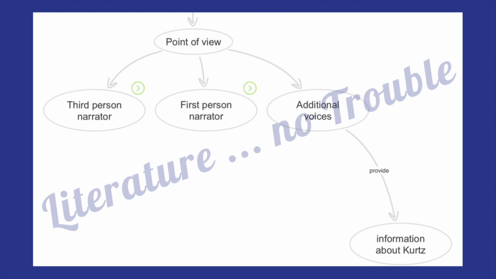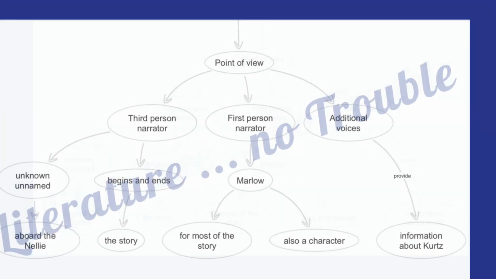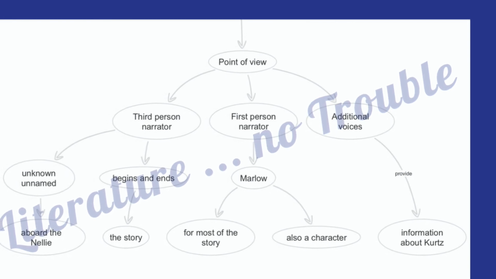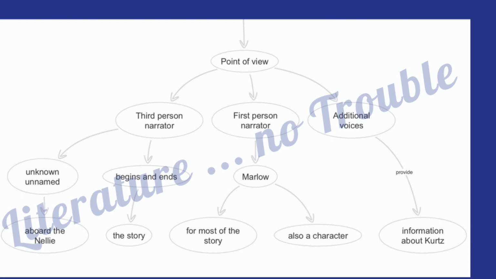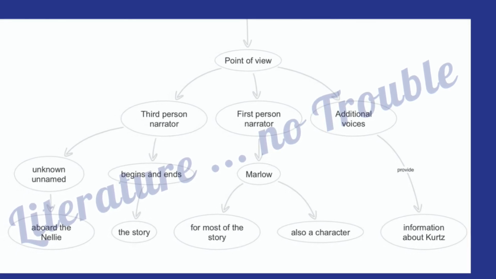In addition to the primary and secondary narrators, there are other voices that contribute to the narrative complexity. These include the individuals aboard the Nelly who question and interpret Marlowe's story, as well as the characters Marlowe encounters at various stations of the company, who provide subjective information about Kurtz. The presence of multiple narrators in Heart of Darkness complicates the very structure of the novella.